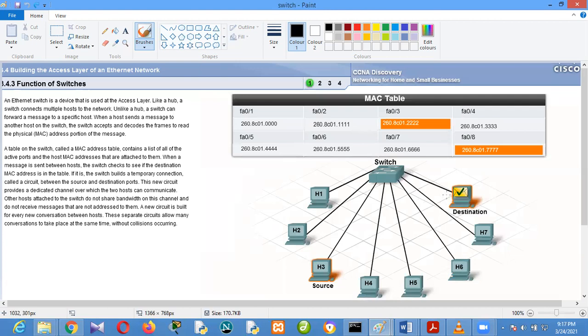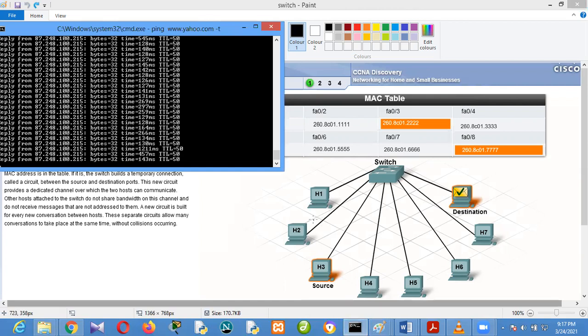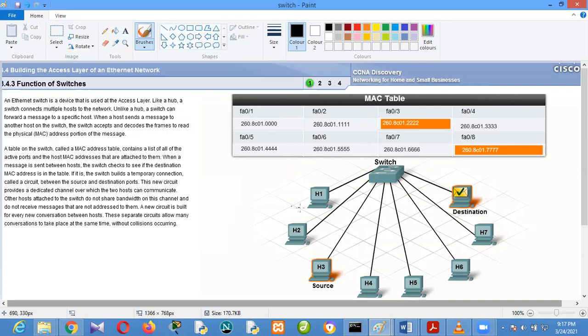Now, for the switch to do that, are you there? I'm here. Okay. So, for the switch to do that, it will first of all fill its ARP table. There is a database inside the memory of the switch. We call it the ARP table. ARP means Address Resolution Protocol. Inside that table, it contains the MAC address table as well.